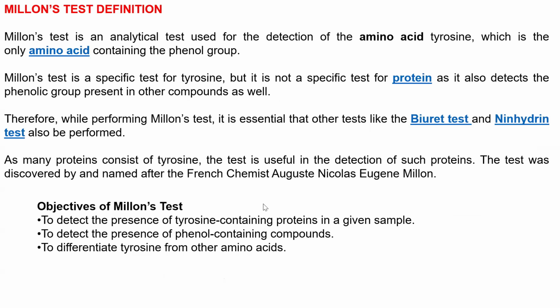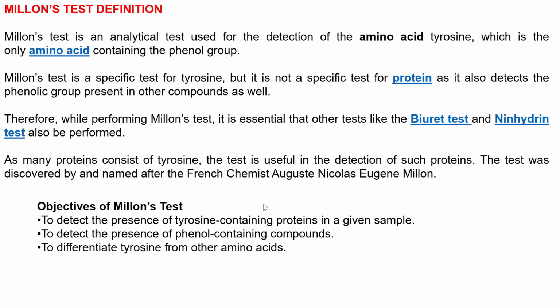Millon's test is also an analytical test used for detection of the amino acid tyrosine, which is the only amino acid containing a phenol group. So it means that Millon's test is used for testing amino acids that contain phenol groups. This Millon's test is a specific test for tyrosine, but it's not a specific test for protein, as it also detects the phenolic groups present in other compounds as well. So this is a limitation, because apart from tyrosine, if there is any compound that contains phenol groups, it will detect it.